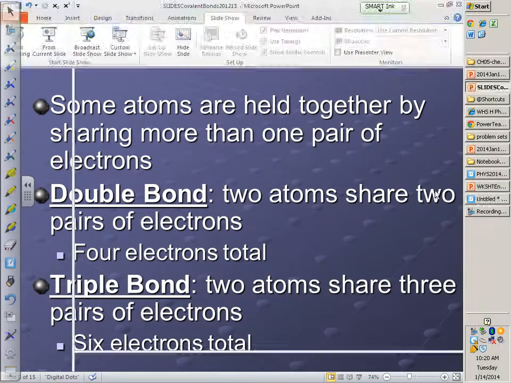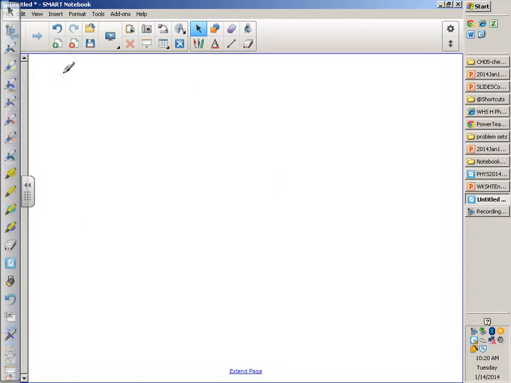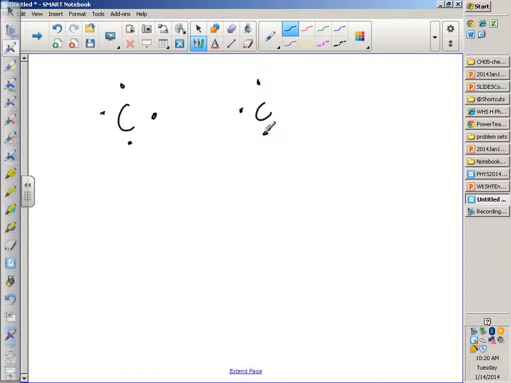All right. The next thing that comes up is, well, here's carbon. Right? 4 valence electrons. What if another carbon came around? In theory, what could they do here? They could share how many pairs of electrons? 4, right? 1, 2, 3, 4. Okay? Would that get everybody to 8? Yeah. But this doesn't happen.